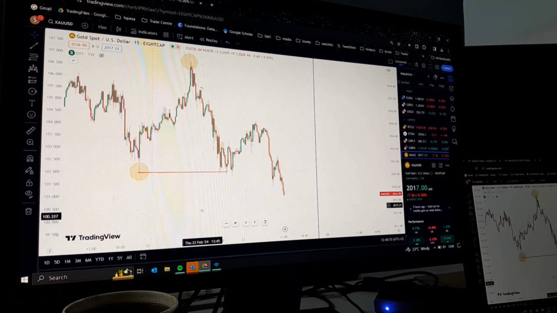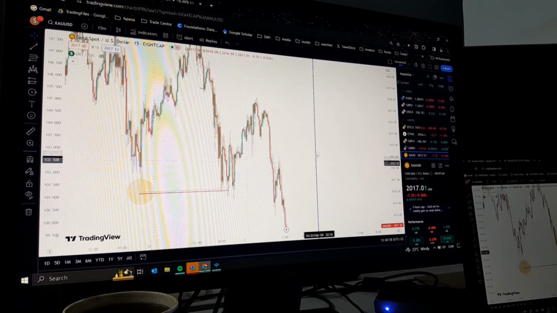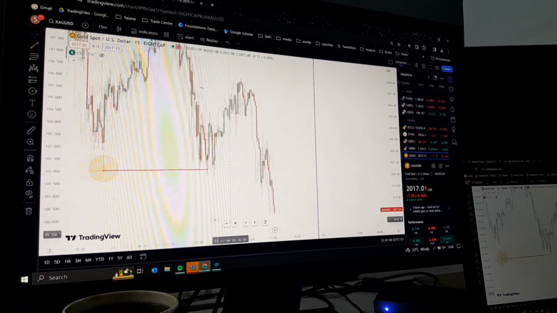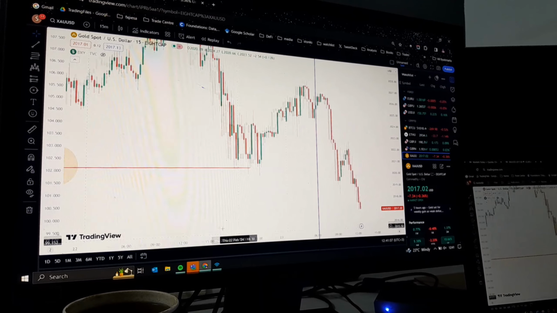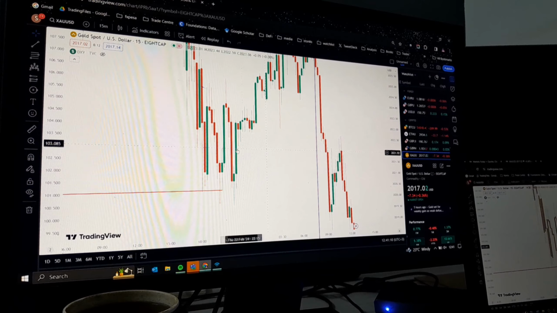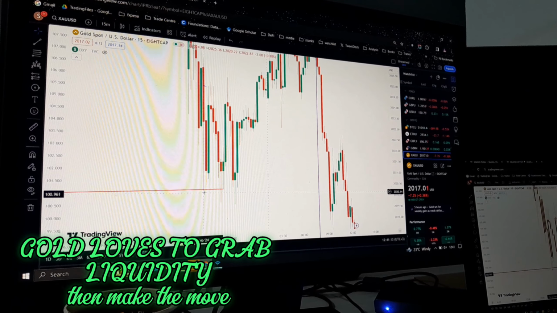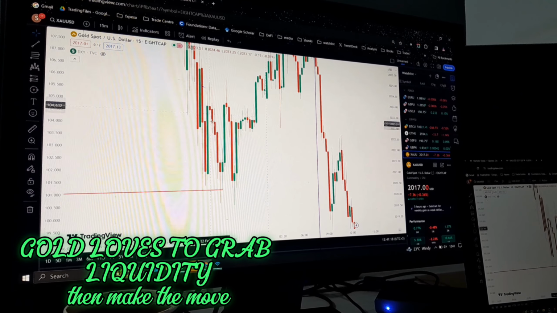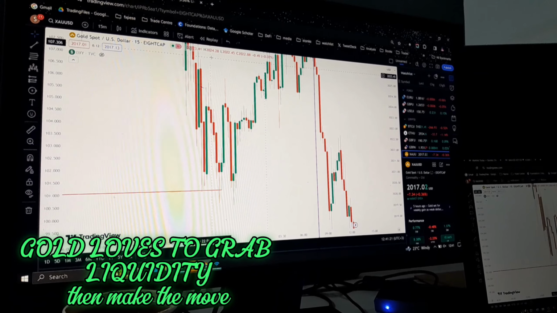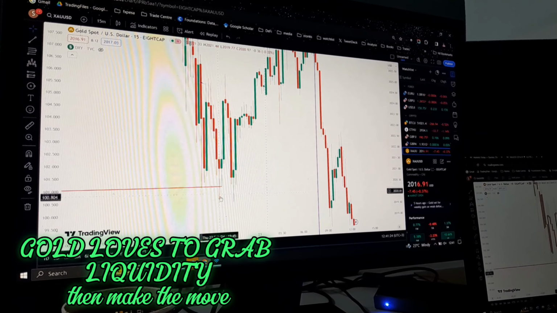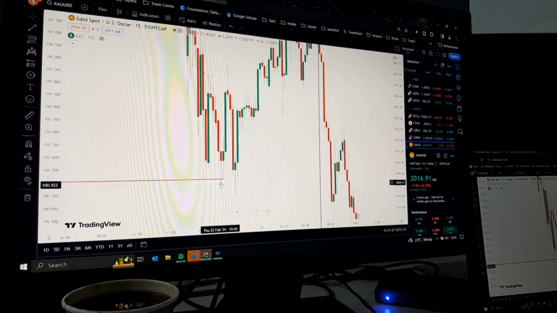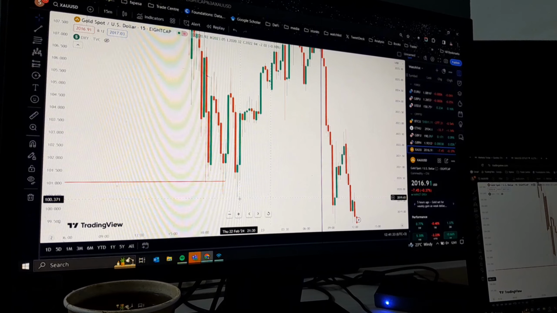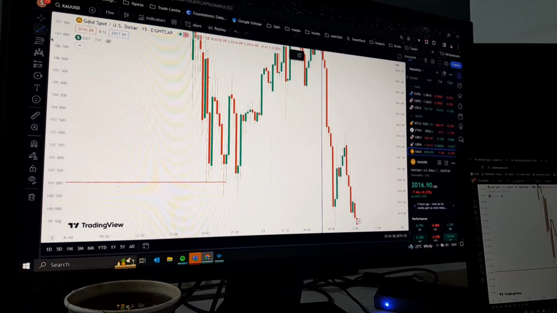Where is our inducement? Right here. This is our pullback. As you can see here, we'll not regard this as a pullback, because the low of this candle is right here, the high is here. There is no candle which goes above this, so this is not a pullback. But you can see the low of this candle, the market goes, takes out the high, then comes back to this low. So this will be your inducement at this point.